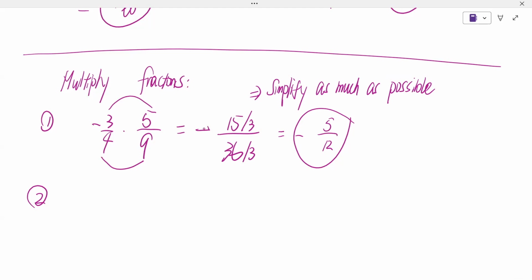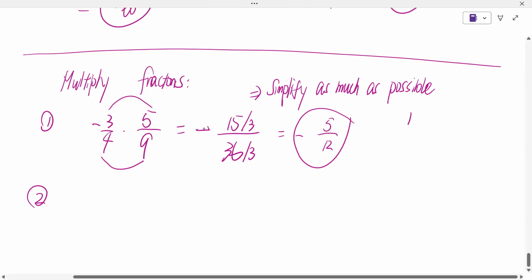Let me show you a quick trick. Since you mentioned this, how do I know it's divisible by 3? You look at 15, adding 1 and 5, you get 6. 6 is divisible by 3. Same thing here, adding 3 and 6, you get 9. 9 is divisible by 3.